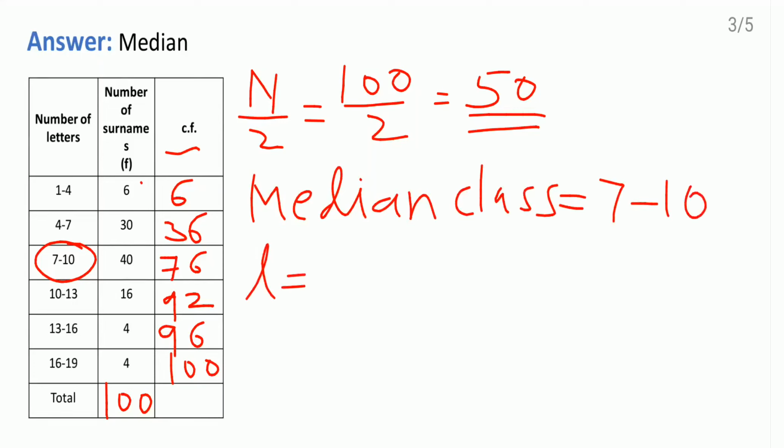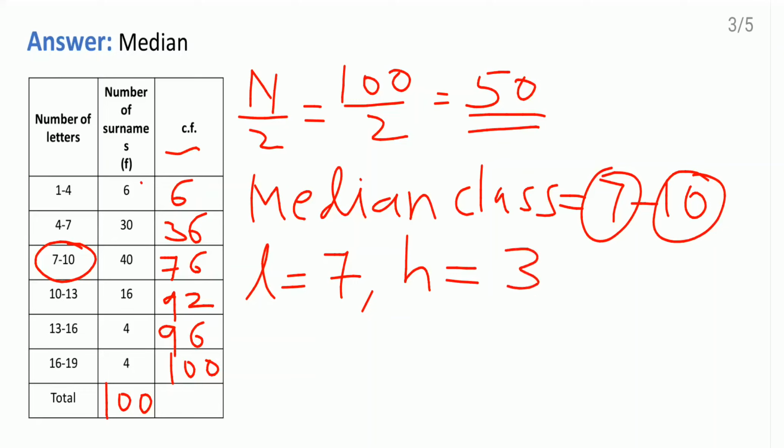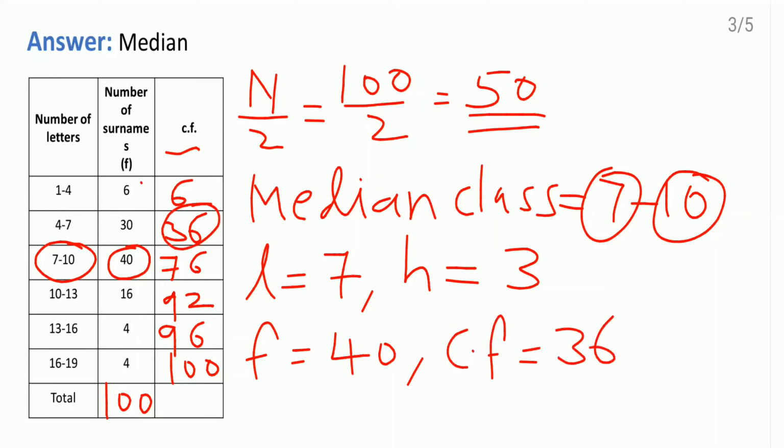So 7 is the lower limit. I will find out the class size, that is upper limit minus the lower limit. So 10 minus 7 is 3. And the frequency of the median class is 40. So F, which is equal to 40. And cumulative frequency of the previous class of the median class. This is the previous class of the median class, and its cumulative frequency, right? So I'll write it down. So CF, which is equal to 36 here, 36.